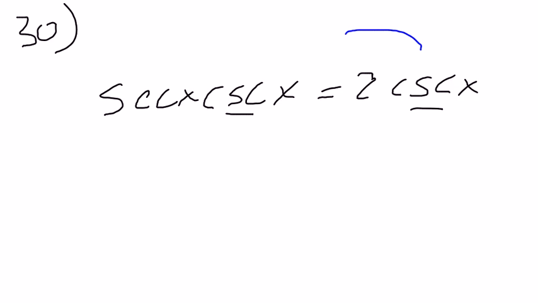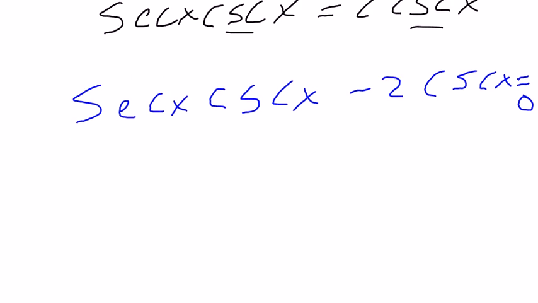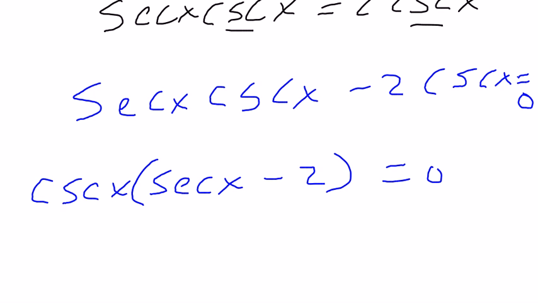So what we're going to do is subtract 2 cosecant instead. So we get secant cosecant minus 2 cosecant. And we're going to try and figure out when this equals 0. Next thing we'll do is factor. They both have a cosecant, so we're going to take that out. You get secant minus 2 equals 0. So now we're at that a times b equals 0.